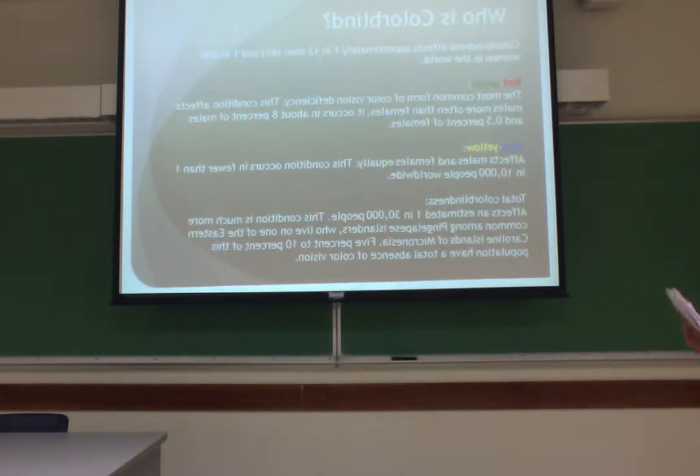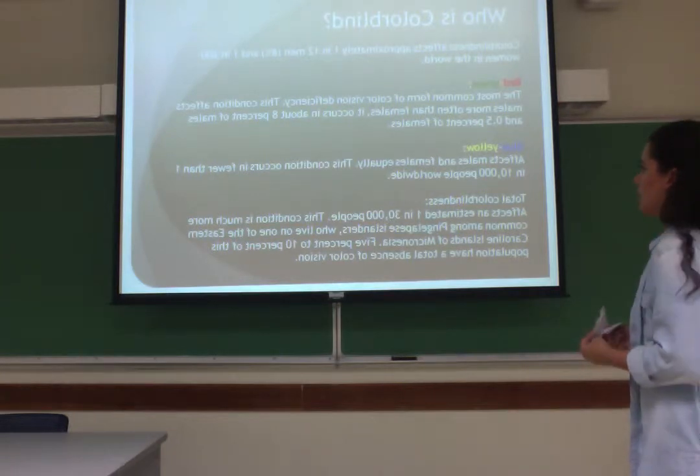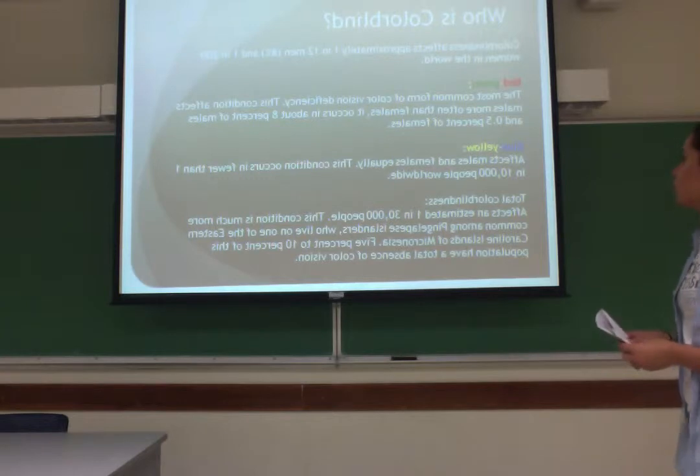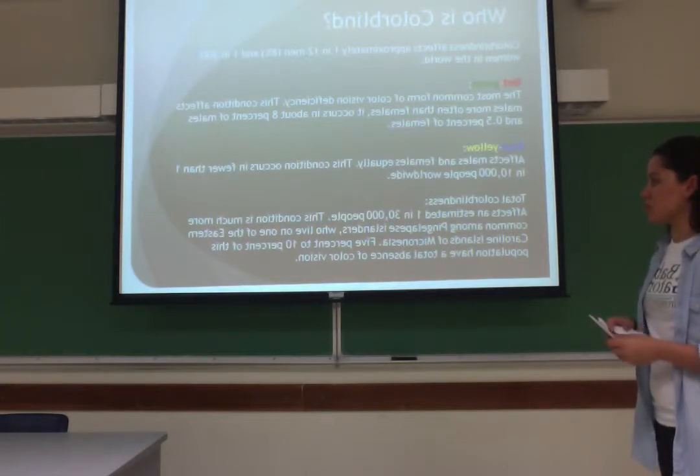Blue-yellow affects males and females equally. It's not connected to a sex chromosome. But this condition occurs in fewer than 1 in 10,000 people worldwide. And even more rare than blue-yellow colorblindness, total colorblindness affects 1 in every 30,000 people across the world.